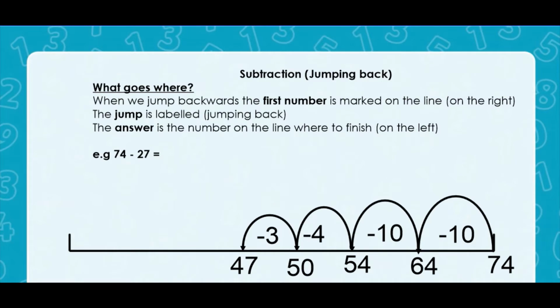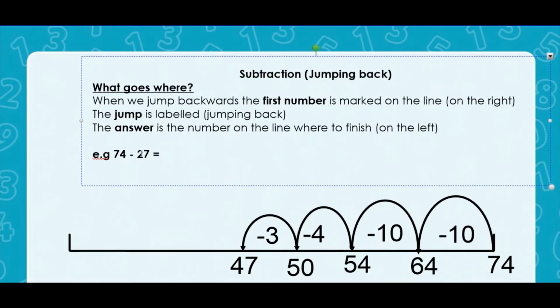Okay, so what goes where? In subtraction, our first number is marked on the line on the right. So in our example here, we have 74 take away 27. Our first number, instead of addition where it starts here and we jump on, in subtraction we start over here and we jump back, okay? So we start with 74. We're taking away 27 and our jumps are labelled to take away the 27. And the answer is the number on the line where we finish on the left.